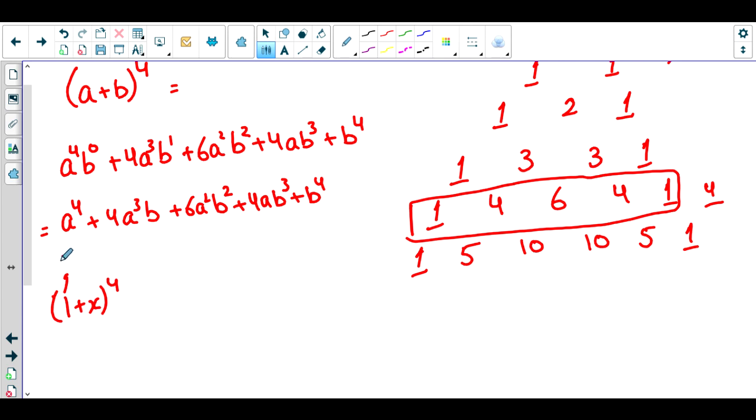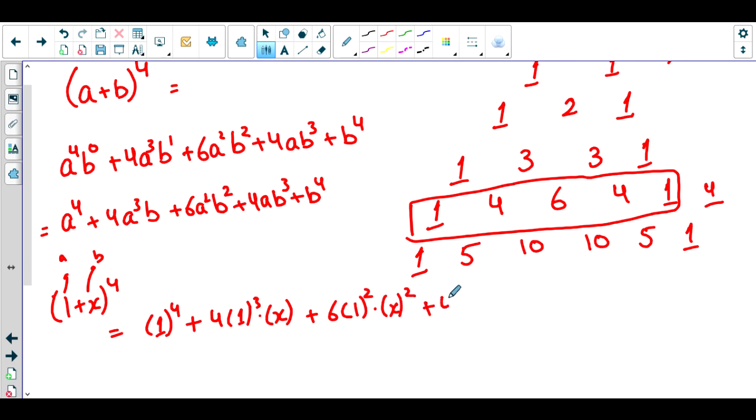So this is our a and this is our b. So what we do, very carefully, we'll do the substitution. We have first a^4. So it will be 1 power 4, right? Plus 4 a cube b. So 4 into 1 cube into x, which is your b, plus 6 into decrease the power of a and increase the power of b, 6x square, plus 4 into 1 into x cube, plus x power 4.